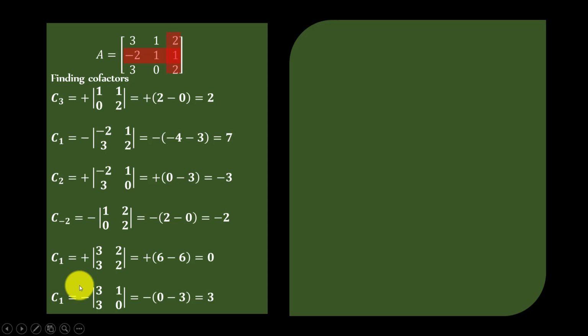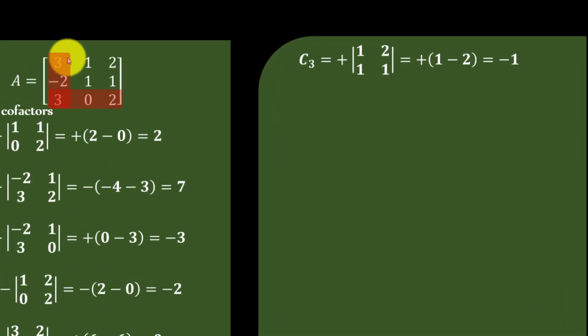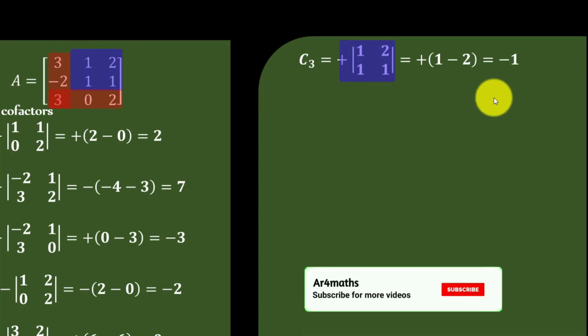Again, we have another row here, that is the third row. For that, we take the third row, first element, 3. For the cofactor of 3, delete the corresponding column and corresponding row, and you get 1, 2, 1, 1. Taking the determinant of these elements, you get minus 1. The previous one was minus, so here you have to take plus.